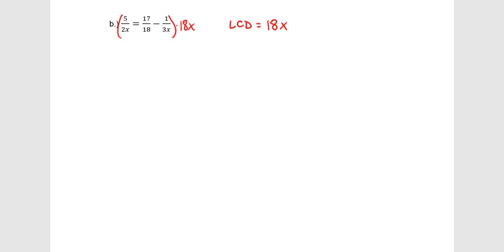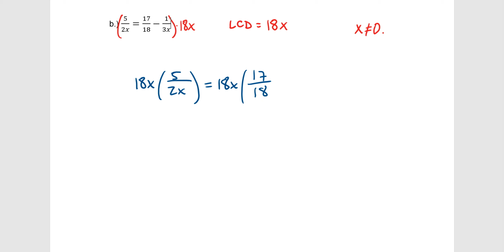So while we're here too, before we forget, let's make sure we exclude the necessary x values. The value that would make these denominators 0 is if x were 0. So once again, let's exclude 0 from that domain. Okay, so let's go ahead and multiply every term by 18x. So that's 18x times 5 over 2x equals 18x times 17 over 18 minus 18x times 1 over 3x.